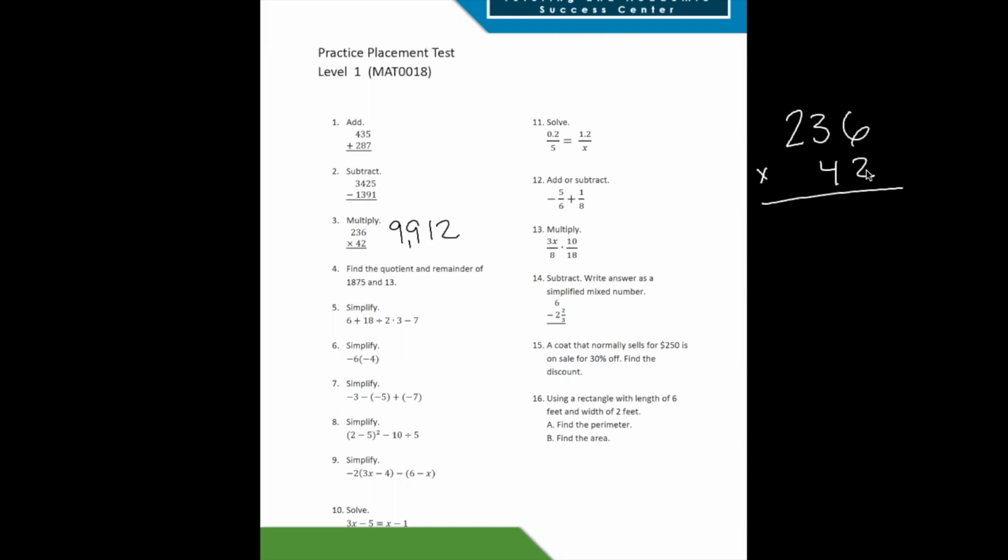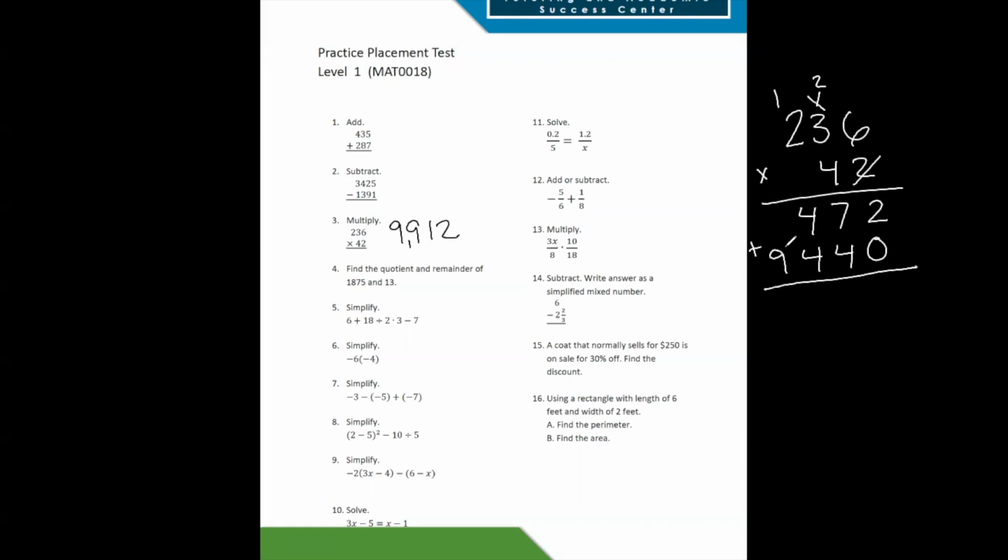We're again going to start from the right, and we're going to be multiplying all of the top numbers by the number 2. So 2 times 6 is 12. Carry the 1. 2 times 3 is 6, plus 1 is 7, and 2 times 2 is 4. Since I'm done with the 2, I'm going to move to the next row, and I'm going to put my placeholder of 0 in the 1's place. Then I'm going to continue multiplying using 4. 4 times 6 is 24. We're going to carry a 2 this time. 4 times 3 is 12, plus 2 is 14. Carry the 1. 4 times 2 is 8, plus 1 is 9.